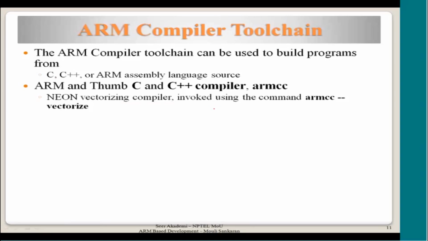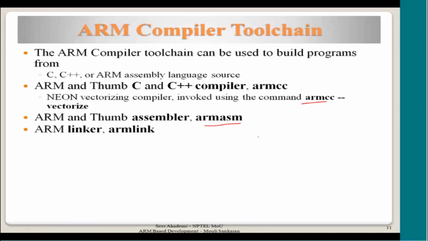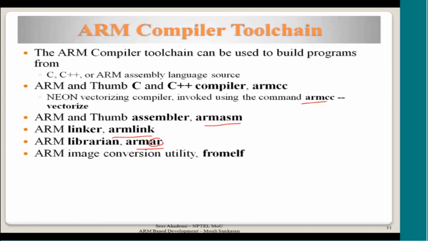Of course, if you are using VFP, then we need to invoke this. Otherwise, the normal ARM-CC compiler may not understand your vectorized, VFP related instructions. And then the ARM assembler is ARMASM and the linker is ARMLINK. And if you want to build a library, then you get the ARM archiver. That's what AR means.